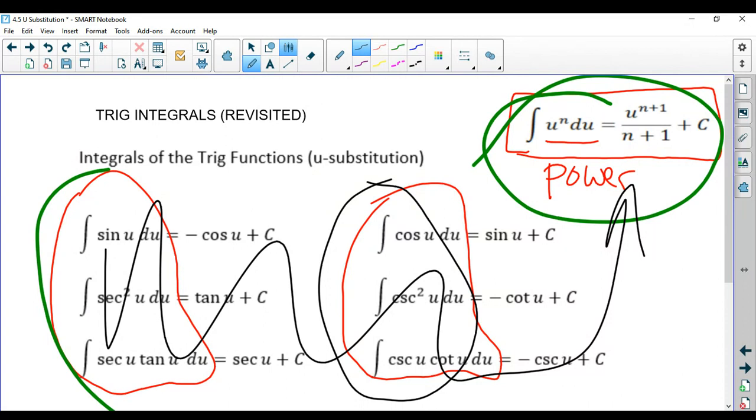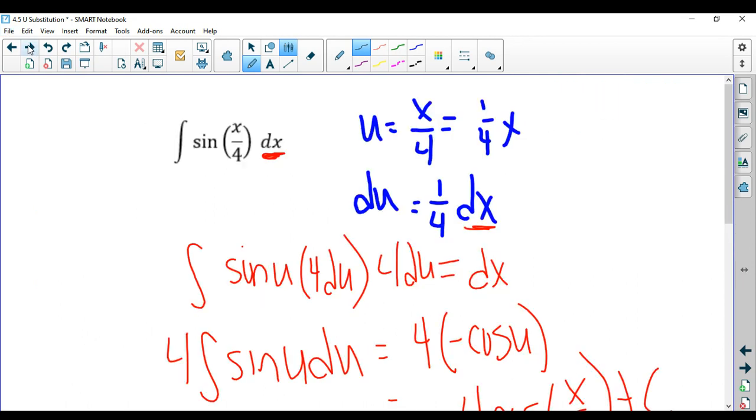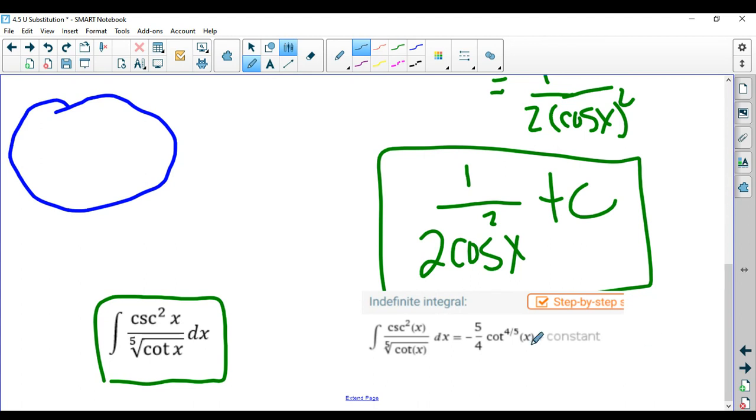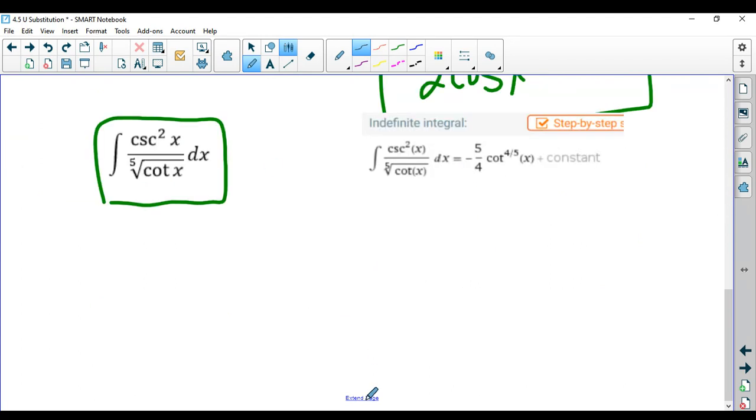So I'm going to have to make a u substitution and get this into the form of u to the n. I did this a little backwards. I already checked my answer or asked Wolfram Alpha what the answer was. And so this is what we're going for. Negative 5/4 cotangent to the 4/5 x.